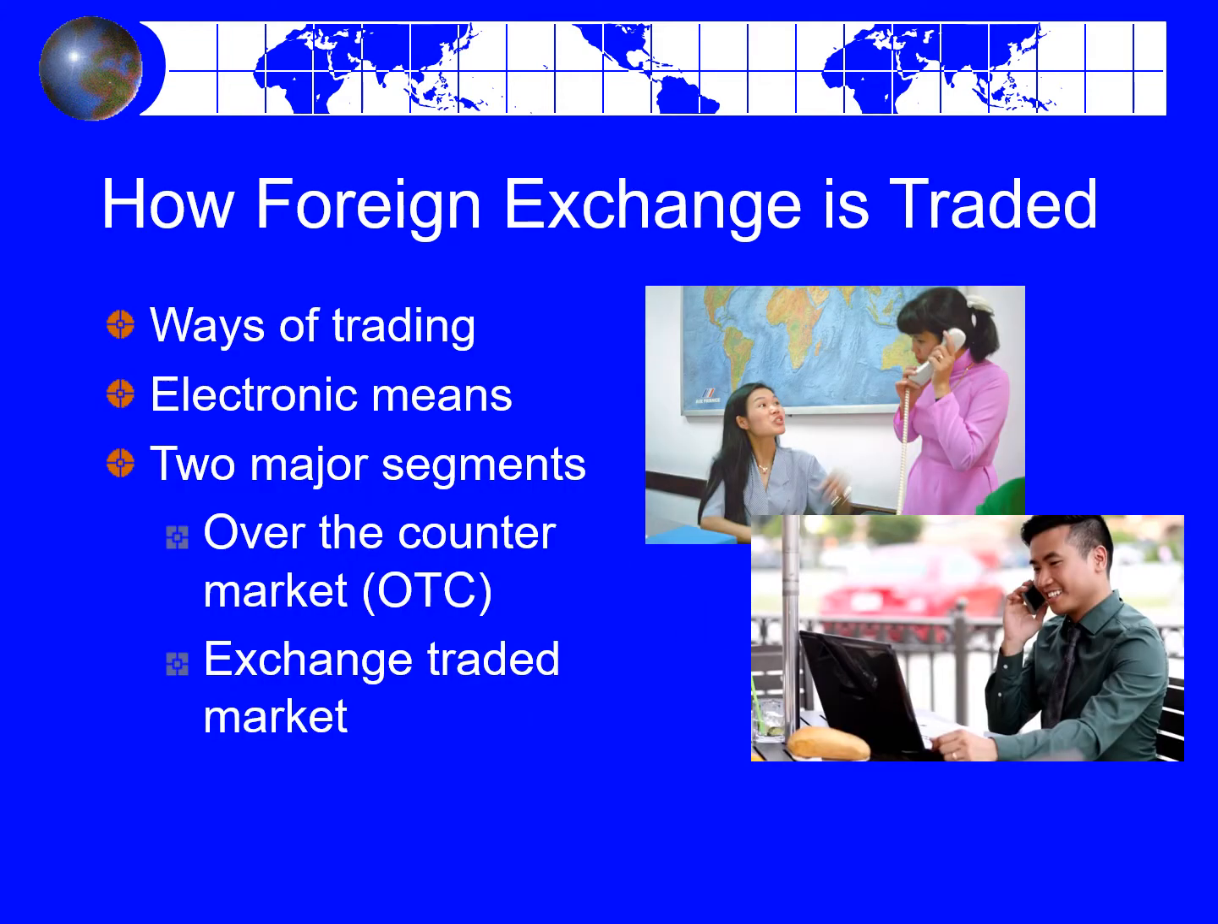So how is foreign exchange traded? There are several ways that it can be done. Dealers can trade foreign exchange directly with customers. For example, if you are in another country, you can walk into a bank up to the counter and offer to buy some local currency.